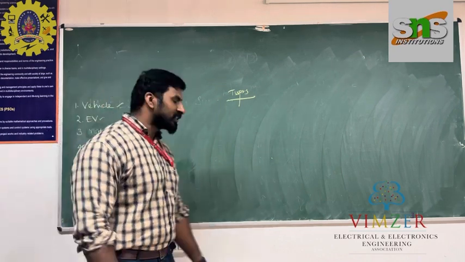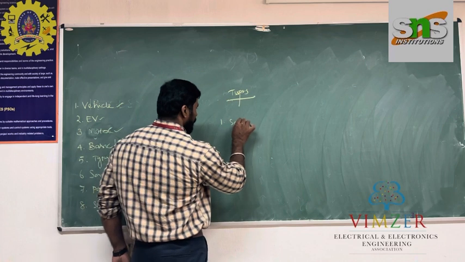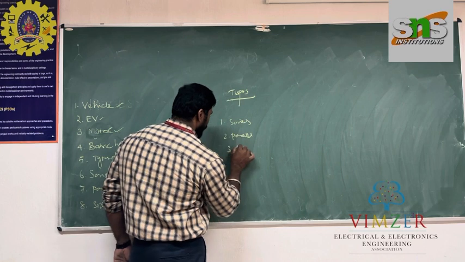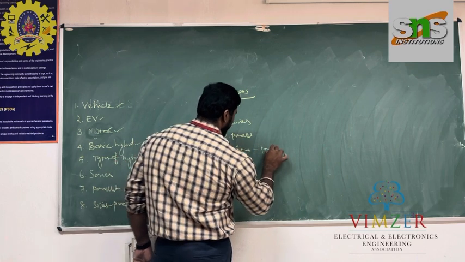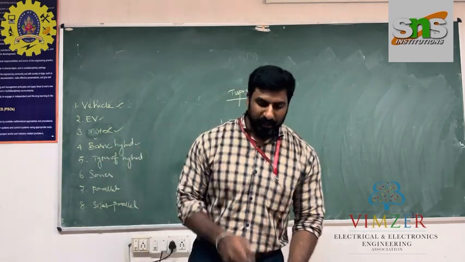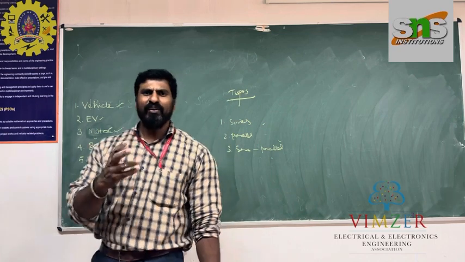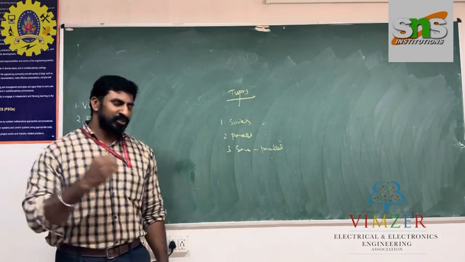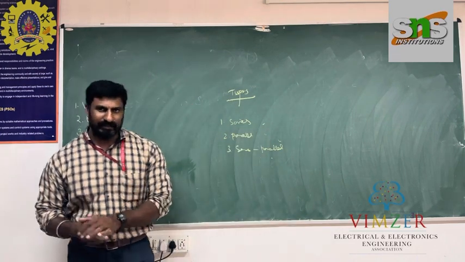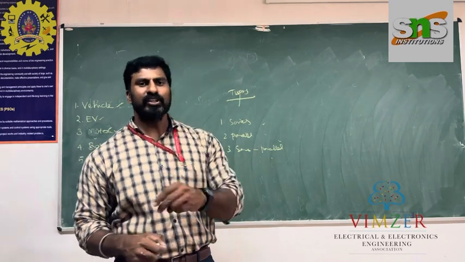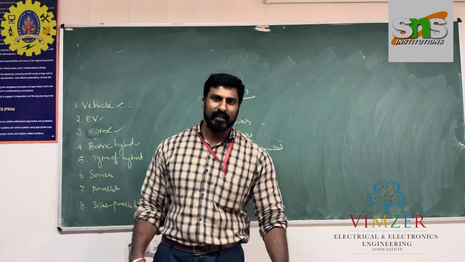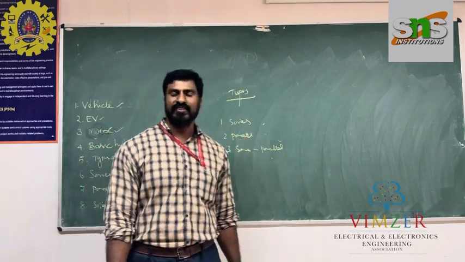In types of hybrid systems we have 3 types. First one series, second one parallel, third one series parallel. We have 3 different kinds of hybrid systems. Okay, so why are they classified into 3 types? Just assume that series hybrid systems means all the components should be in series. Parallel hybrid system means all should be in parallel. Series parallel means all should be in series parallel. But we have 3 different kinds of classifications.